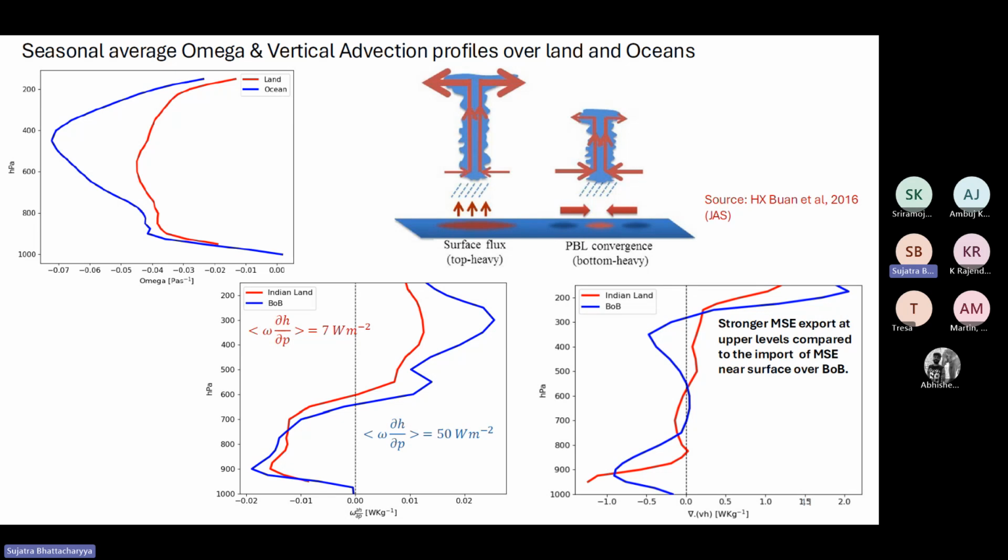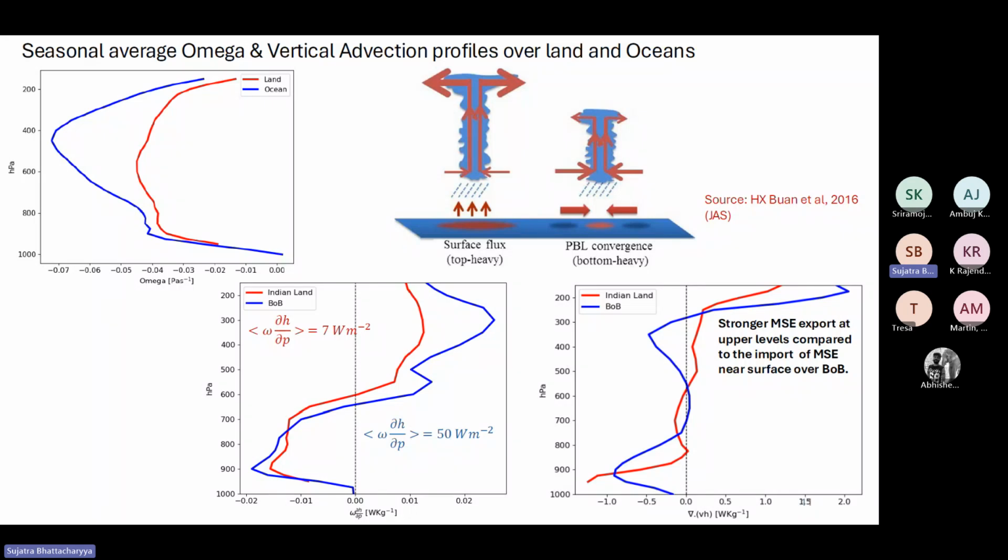whereas over the land regions, the amount of export compared to the amount of import is very, very little. The difference is very, very little. That's why you will find deep convection over Indian land also, but the strength of the convection is not as much as over the oceans. This is the way I try to interpret based on this study by Bowen et al.